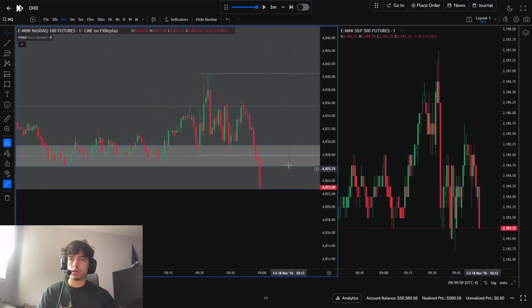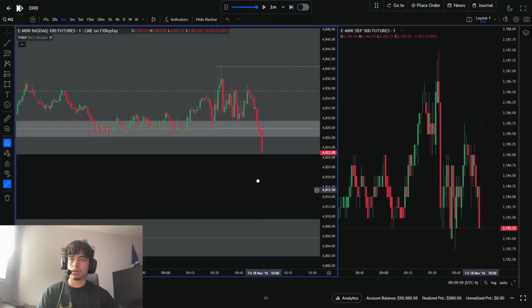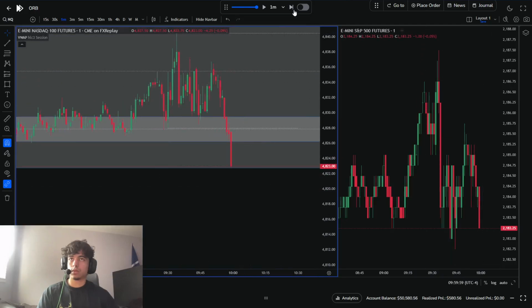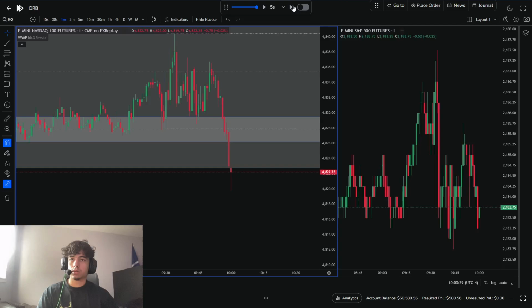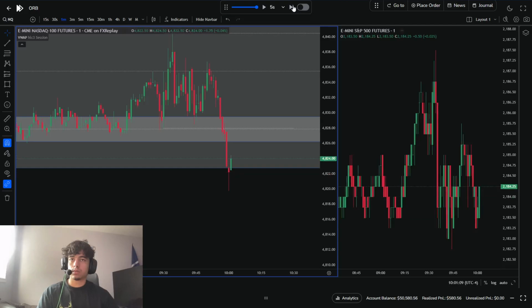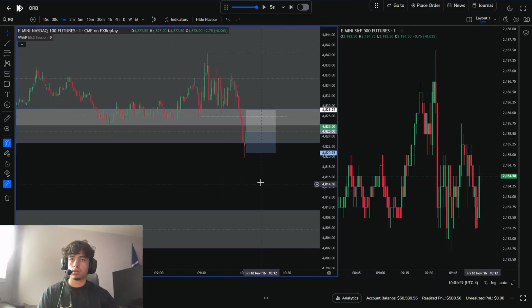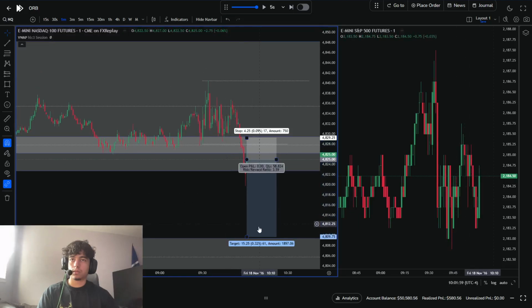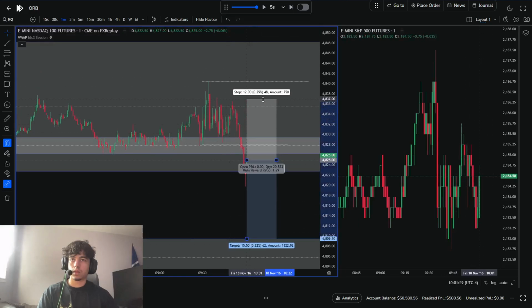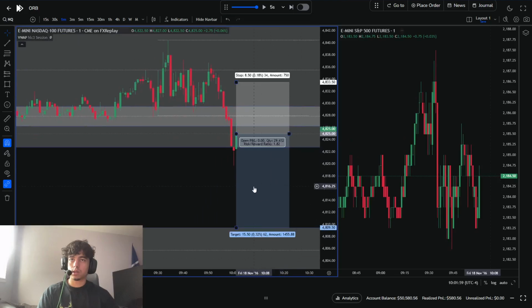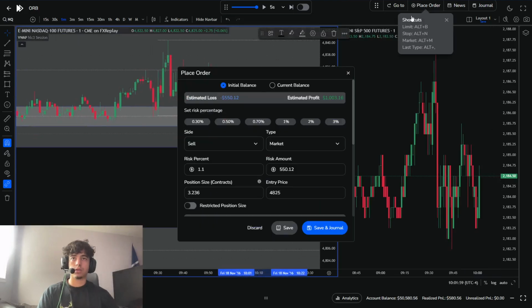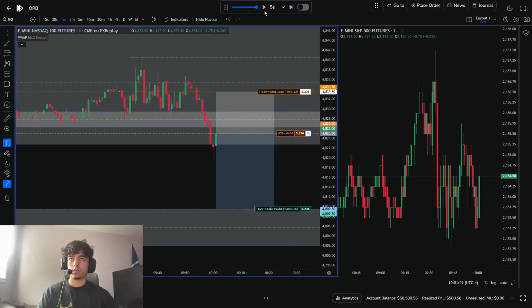Okay, so we broke to the downside, so I will be taking these shorts. I want to target this unfilled 4-hour. I do want to see it come back up a little bit though. Like right there. Perfect. Stops, I'd probably put just above this most recent 1-minute high. And I'll place a short. 1 to 2.